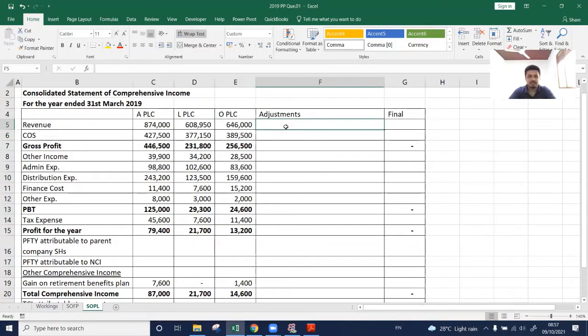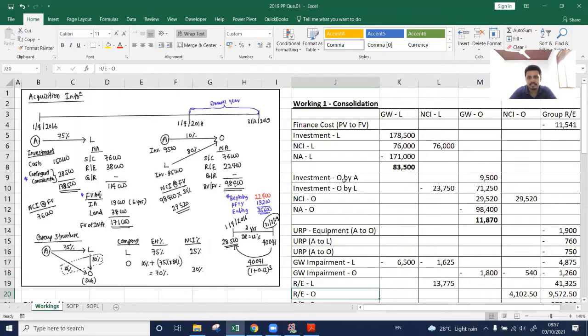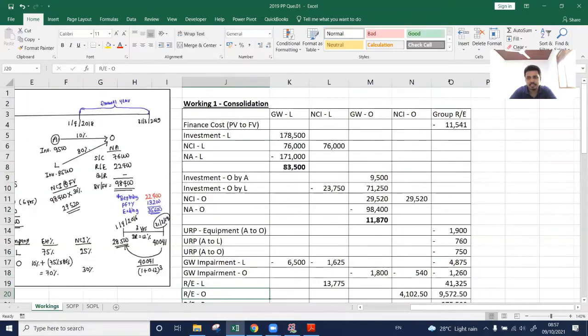Then we need to do certain adjustments. So what is the column that we need to refer? That is the group retained earnings column. This is the column that we need to refer. Right. First, we have this 11,541. This is what? Finance cost.